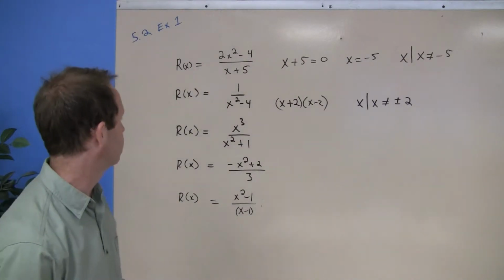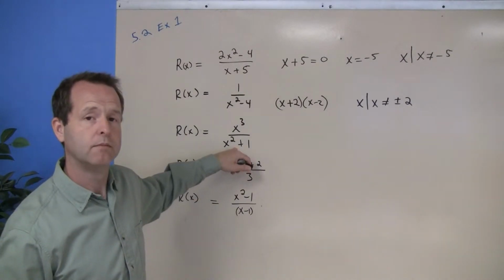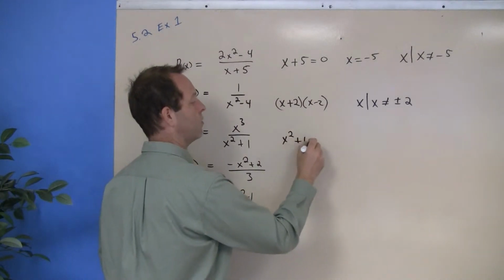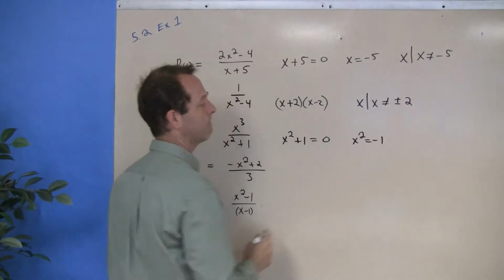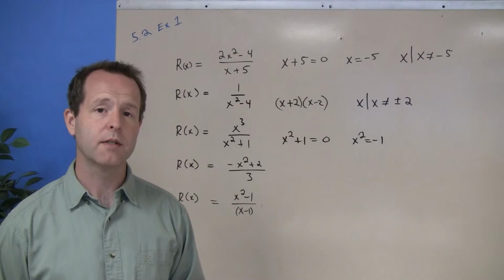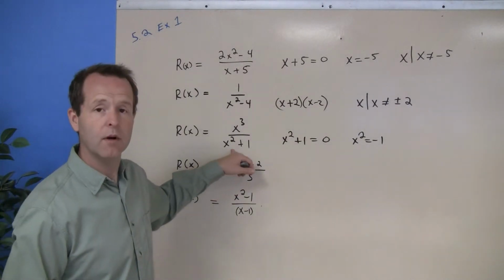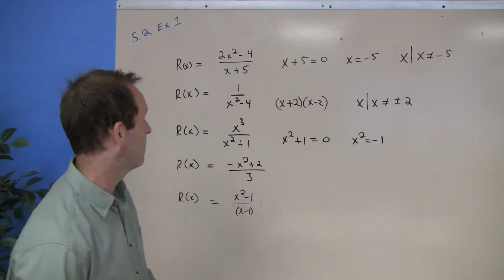That's my restriction. X squared plus 1 is the denominator of the third example. So I'll set x squared plus 1 equal to 0. And it appears that there are no real numbers that make the denominator equal to 0. So I can choose any real number and I am fine. There's no way to make this denominator 0 with real numbers.